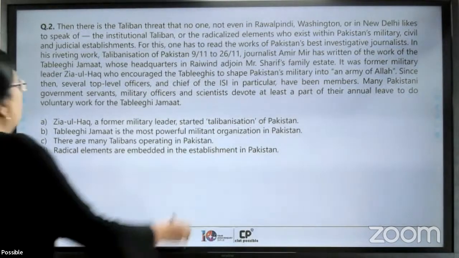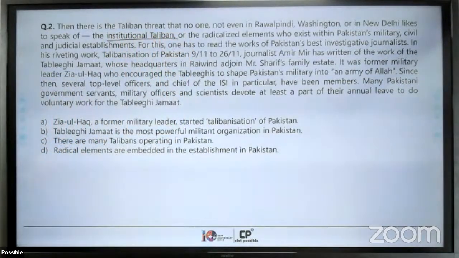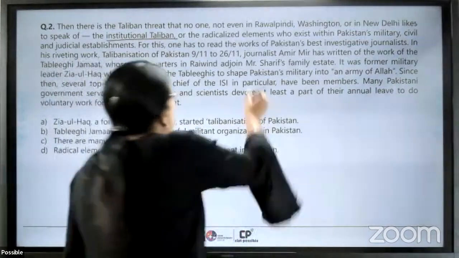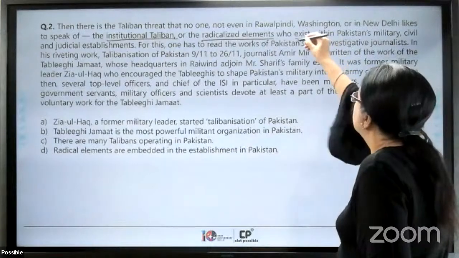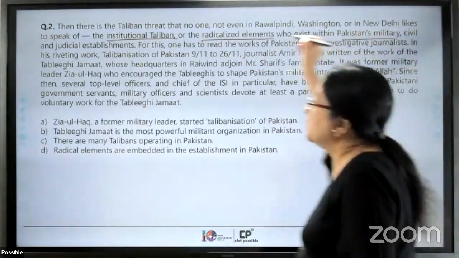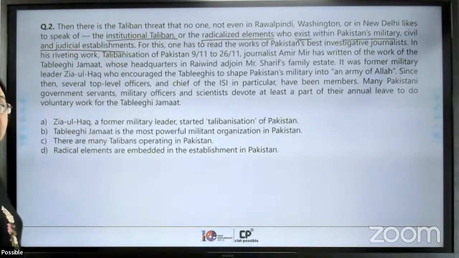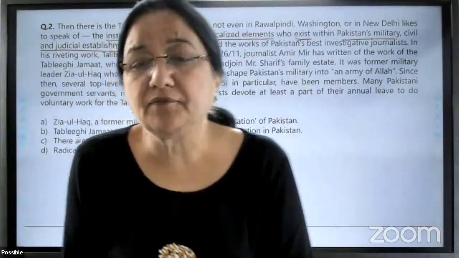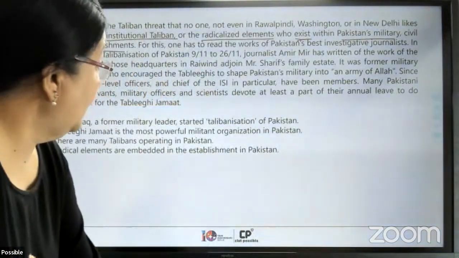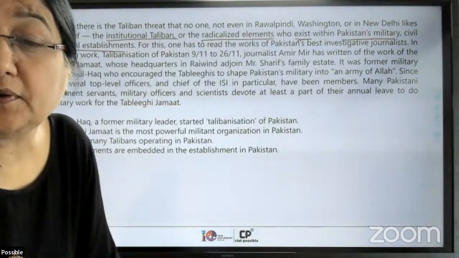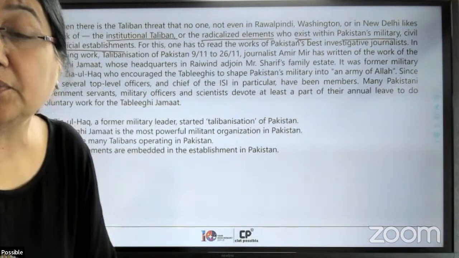I'm underlining some things. Will this be okay? Check it. I'm doing it right: Institutional Taliban or the radicalized elements. Okay, take either of the two. Main idea: who exist? These exist in Pakistan's military, civil and judicial establishments. Okay, and then the rest below. Will you be happy if I say this? Tamanna, I am using this, the others are not saying so. Check once at your own level.